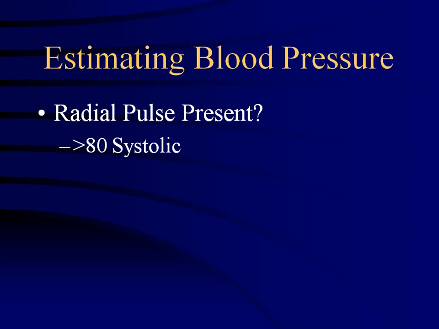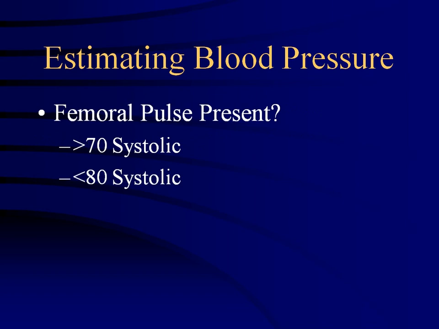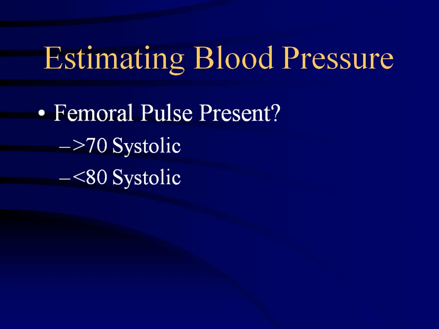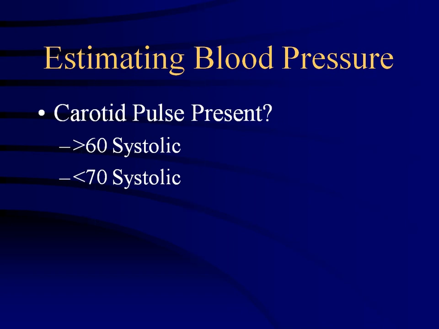Okay, we talked about estimating blood pressure. We said that if they've got a radial pulse, their blood pressure is about 80. A femoral pulse is between 70 and 80. And carotid is between 60 and 70. So just remember 60, 70, 80. It's real easy to remember.